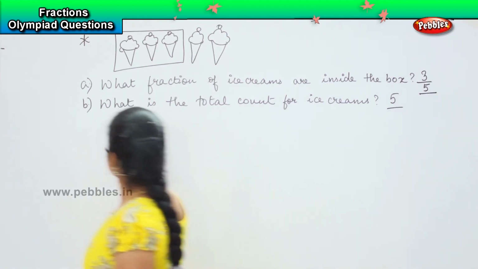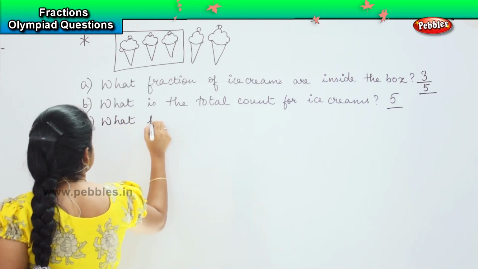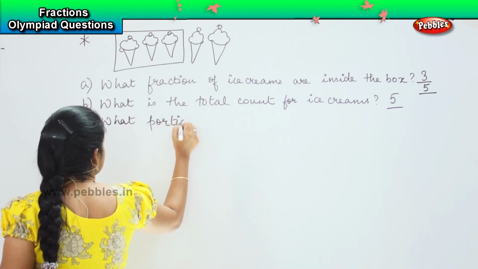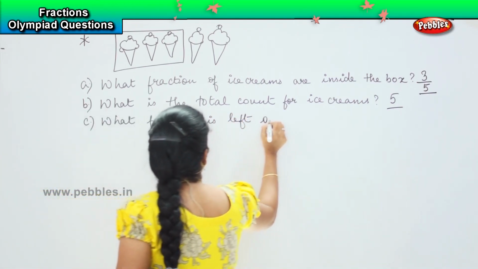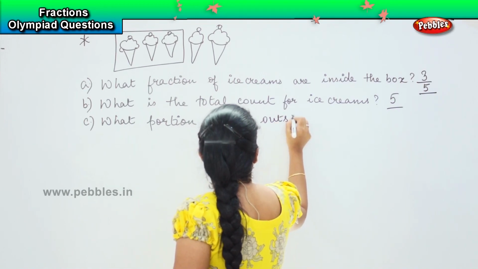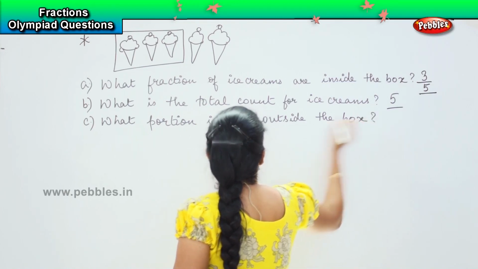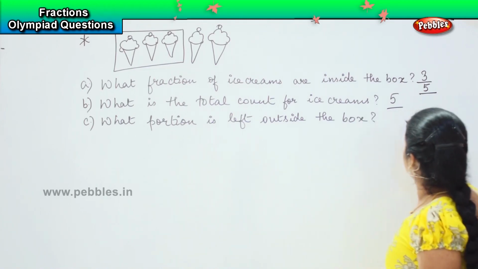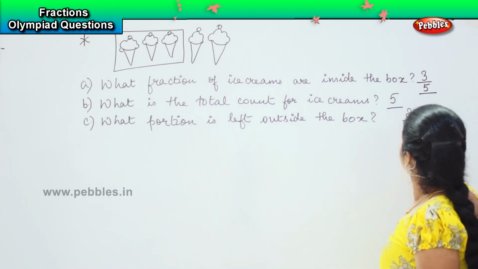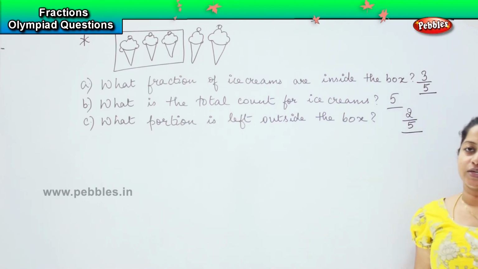Next question is, what portions is left outside the box? So which is the portion which is not covered inside the box? 1 and 2. So I have 2 by 5. Is it clear? Did you understand this pattern of question? Shall we do some more?